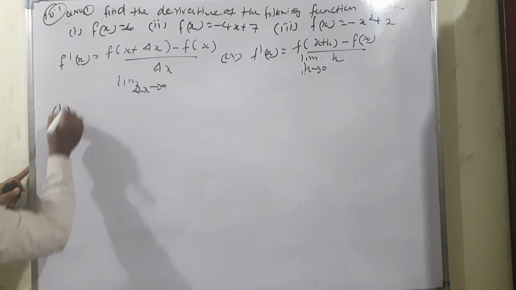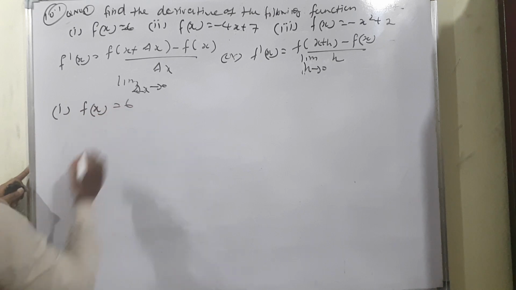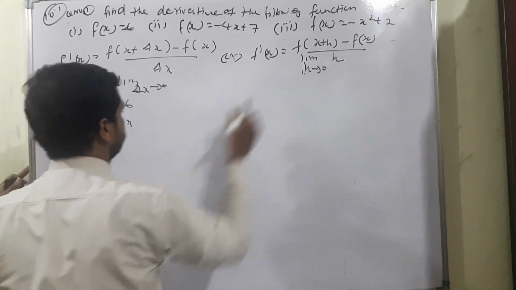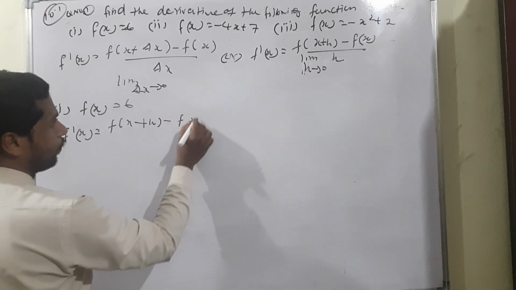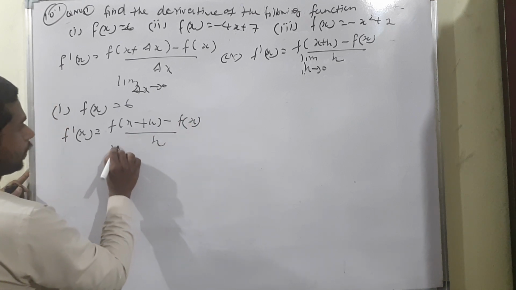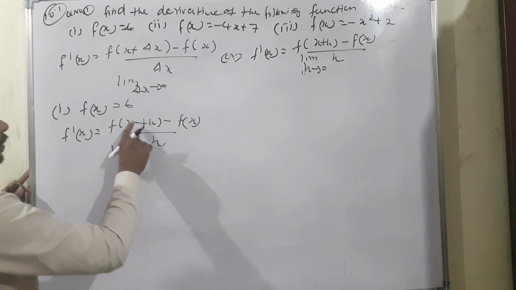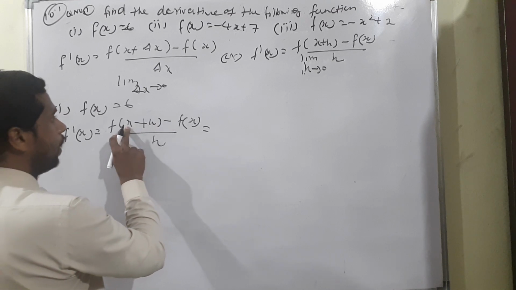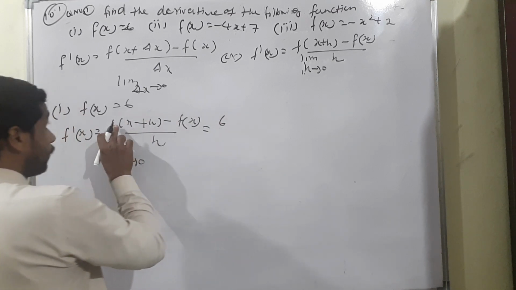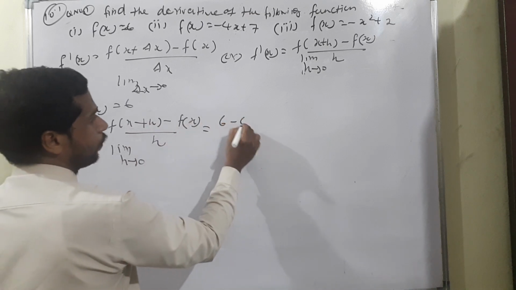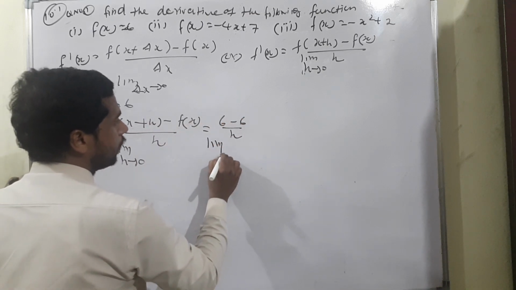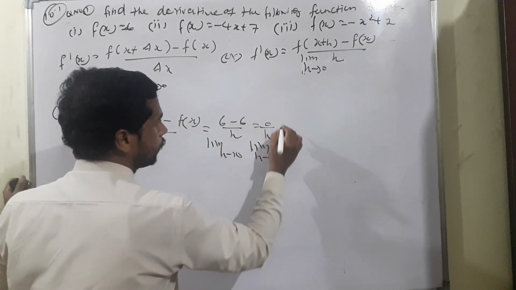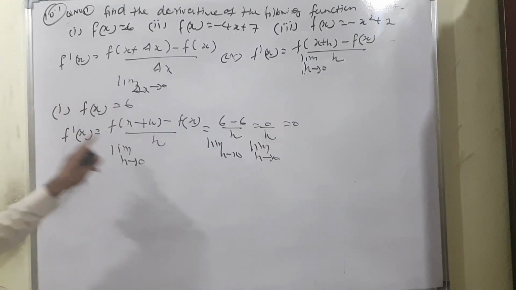Moving to subdivision 1, look at the question: f of x is equal to 6 only. Therefore, directly we can apply f dash of x is equal to f of x plus h minus f of x divided by h, the limit considered for h tends to 0. There is no x in the given question, so f of x is equal to 6. Therefore, 6 minus 6 divided by h, limit h tends to 0. So 0 divided by h means the limit value is also 0. The answer for subdivision 1 will be 0.